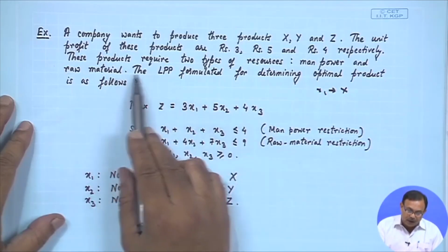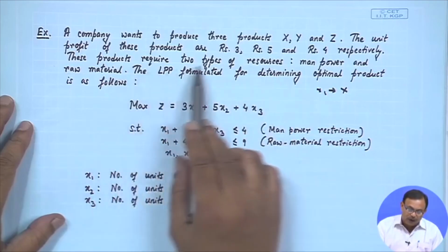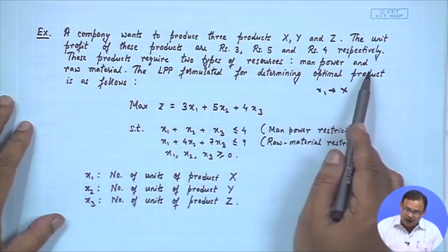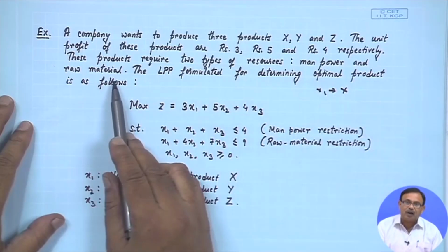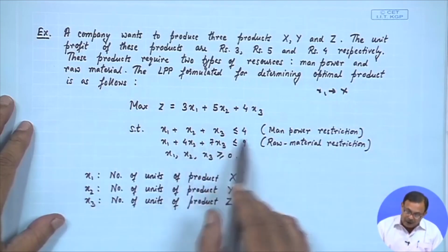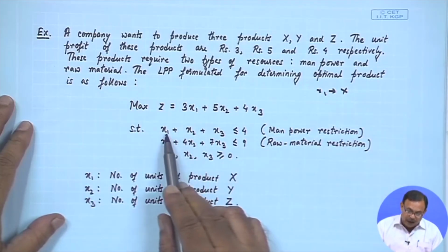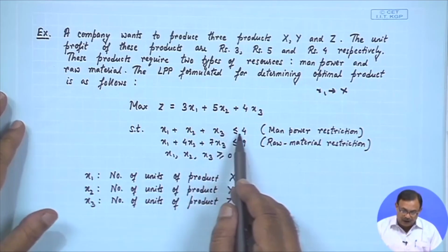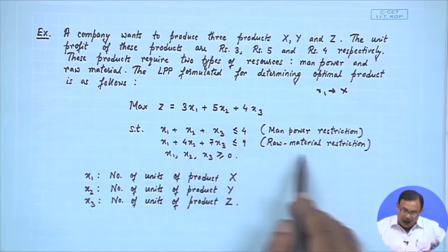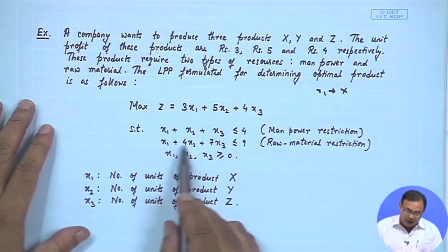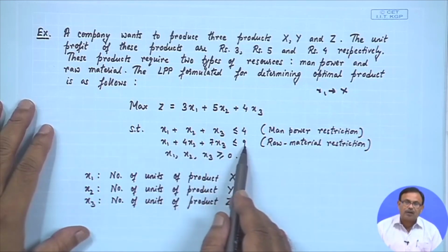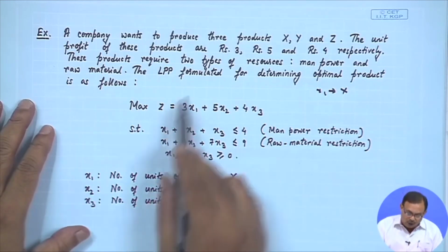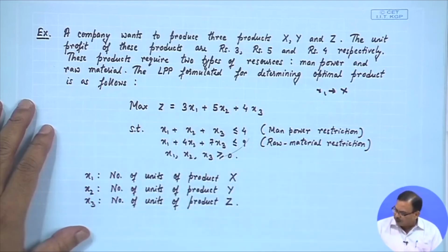These products require 2 types of resources, manpower and raw material. What is the manpower restriction? I am saying x1 plus x2 plus x3 less than or equal to 4, and the raw material restriction is x1 plus 4x2 plus 7x3 less than or equal to 9. So, my problem is this one.